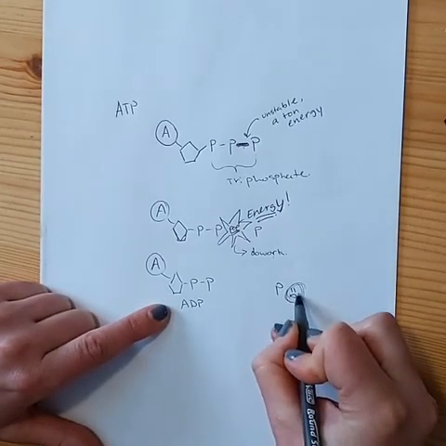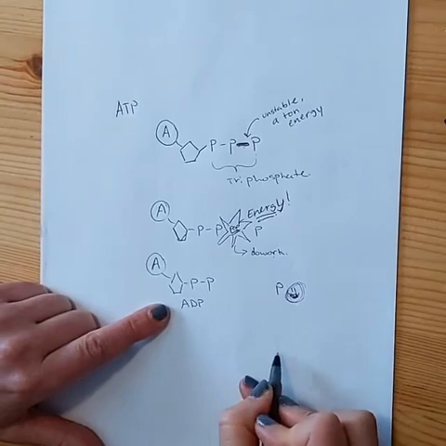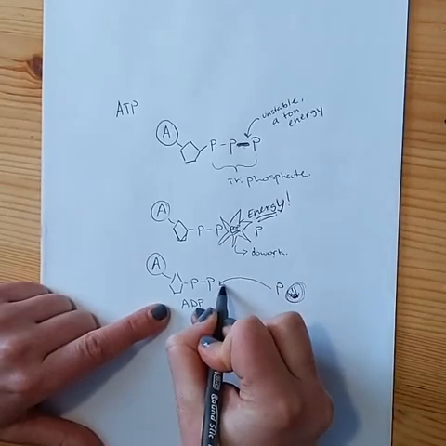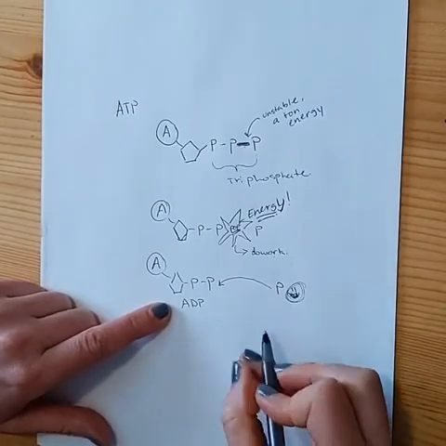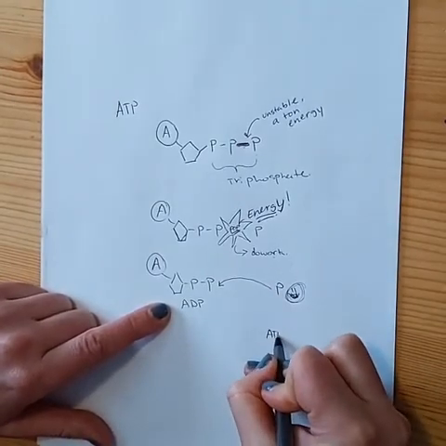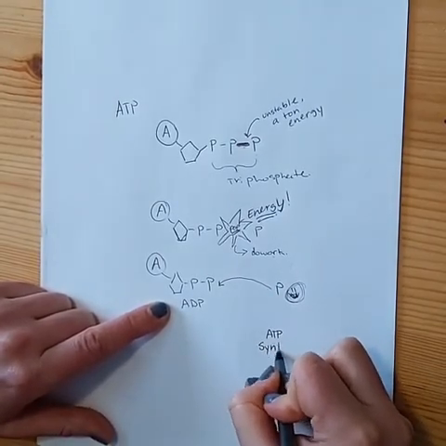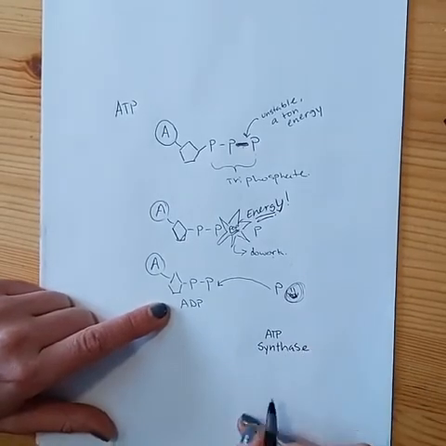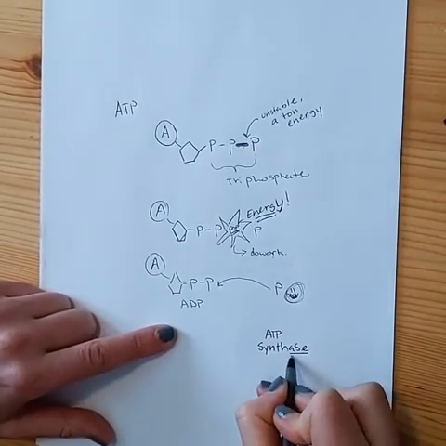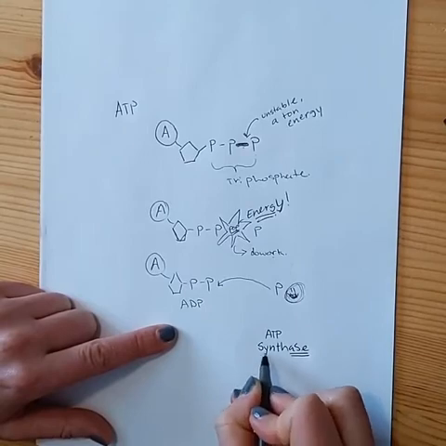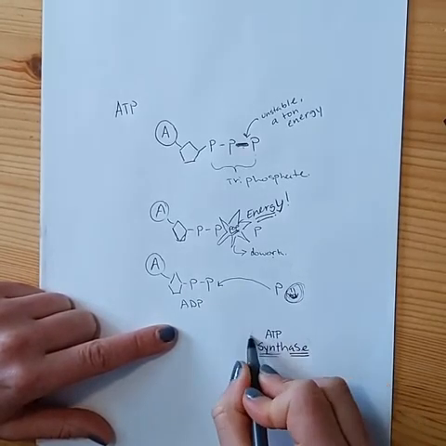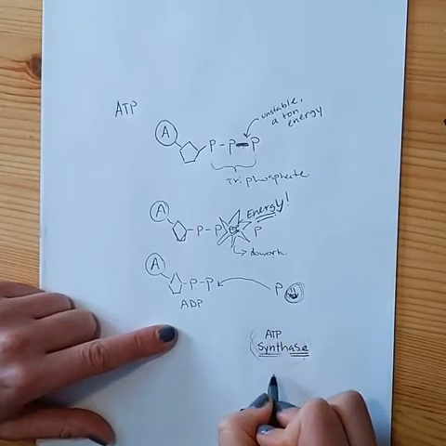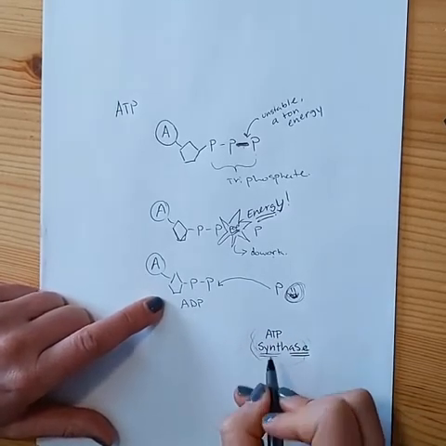And luckily for this phosphate, it can easily reattach. That can just pop right back on. There's a special molecule that does this. It's called ATP synthase. And you know a couple things about it already. It ends in ase, so it has to be an enzyme. And to synthesize something means to make it. So ATP synthase is an enzyme that makes ATP.